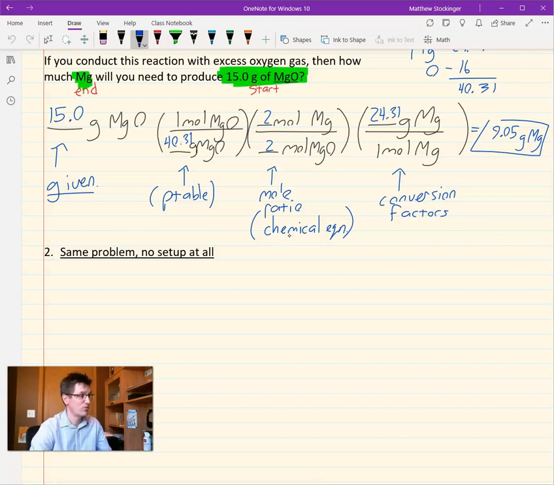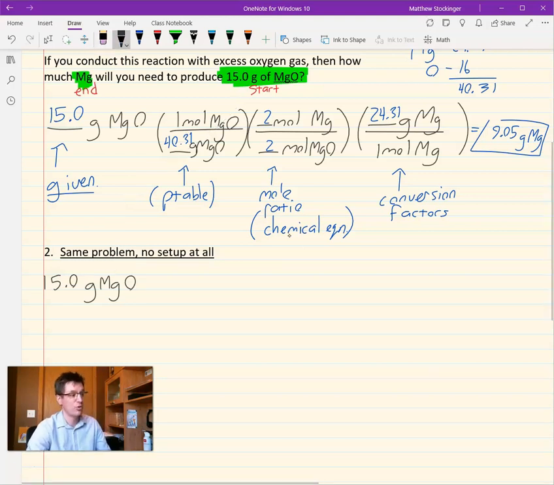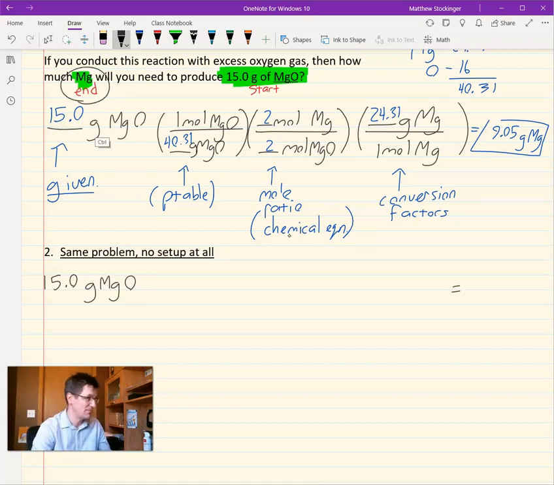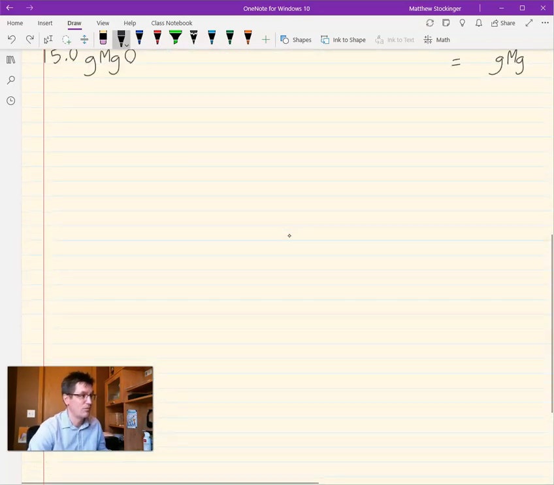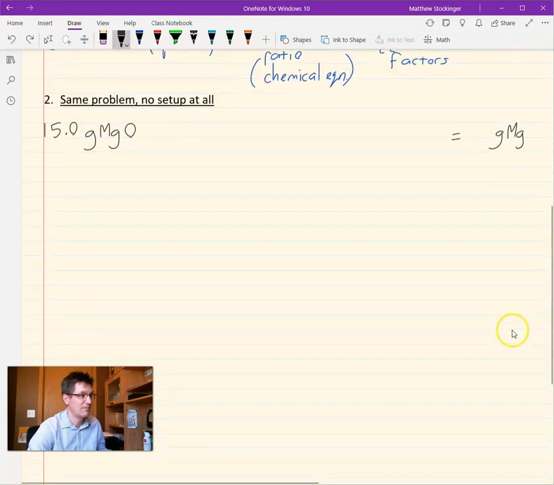So the first thing you're going to write down in your setup is the units that you're starting with. The word problem told me to start with grams of MgO, and I even know the numbers, so I can pop that in there. Okay. And the word problem told me I'm looking to find out how many grams of magnesium. That's the end. So again, I'm going to write down the units where I'm going. Okay. That's step 1. Write down the beginning and the end.